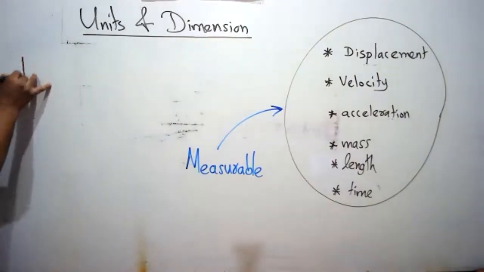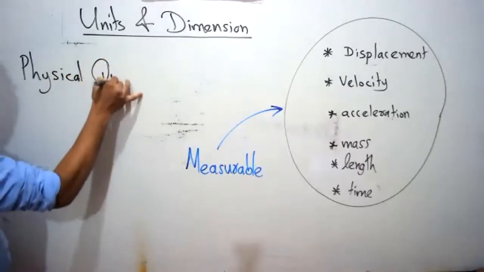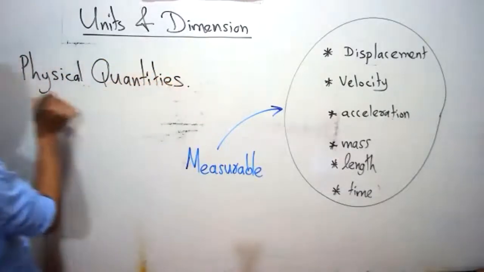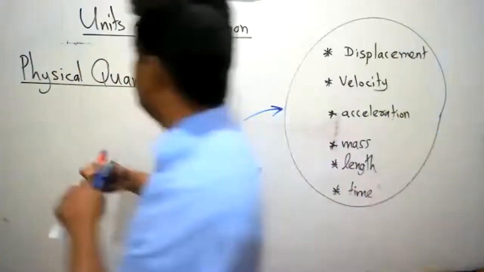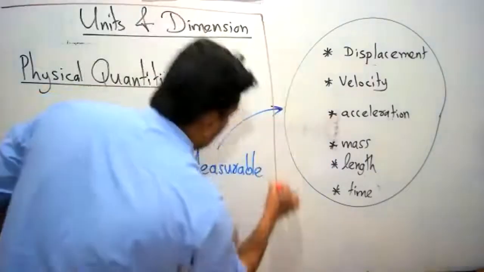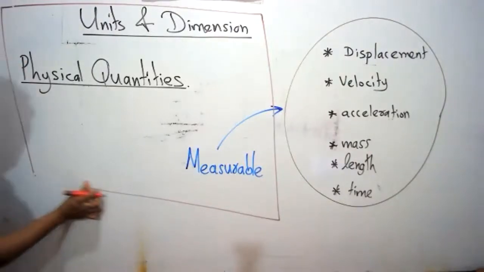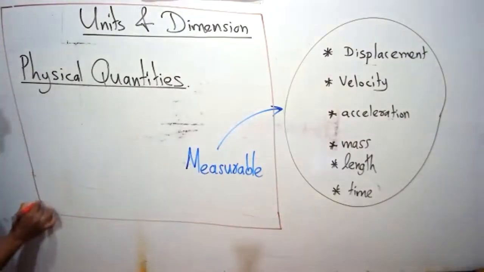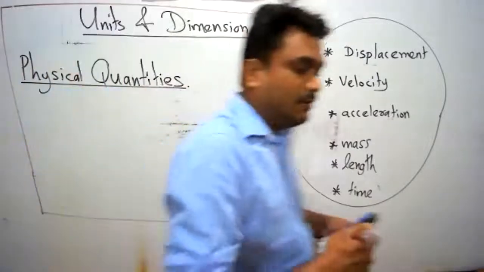The subheading is physical quantities. So please take your books. This is how you want to write the heading and subheading. I have asked you to use a single rule CR book. So what is the heading? Units and dimensions. What is the subheading? Physical quantities. Please write them here.